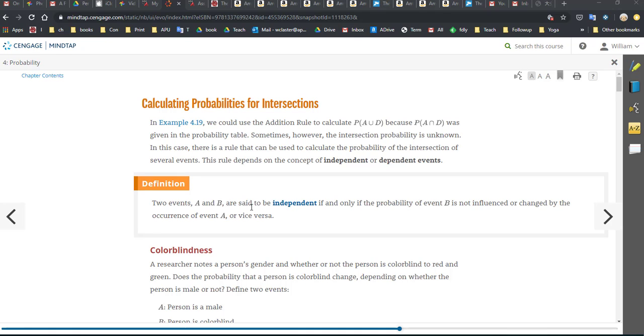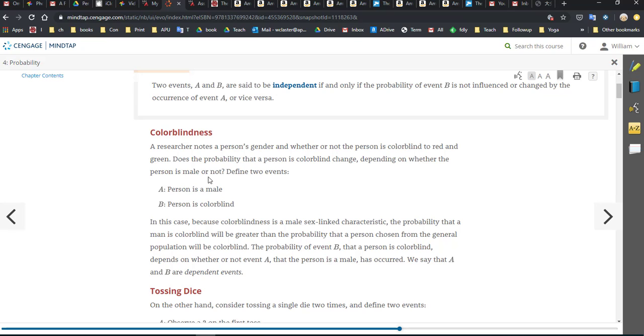Two events A and B are called independent if and only if the probability of event B is not influenced or changed by the occurrence of event A. And we saw this example of colorblindness. We saw that these two events A and B are not independent because if somebody is male, that affects the likelihood that they're going to be colorblind. So those are not independent.